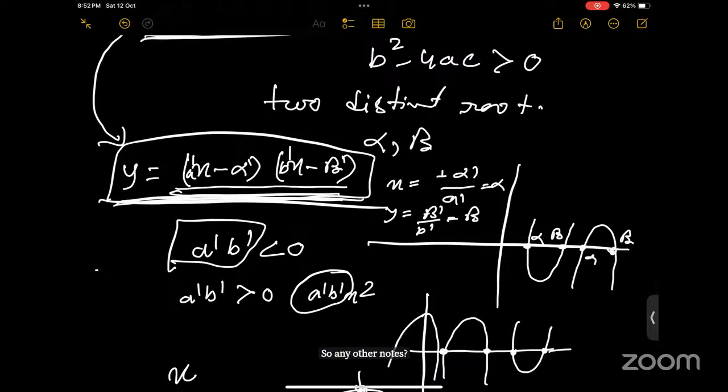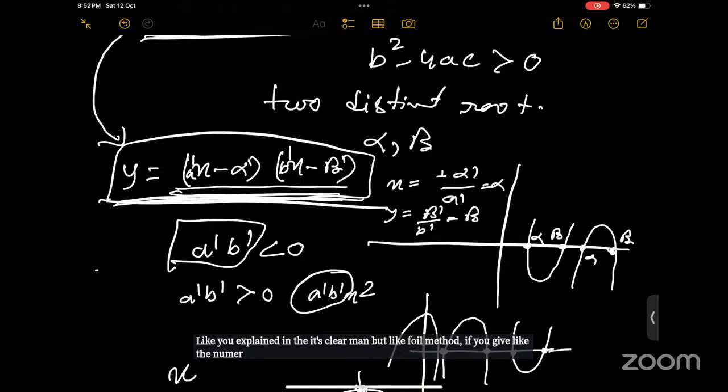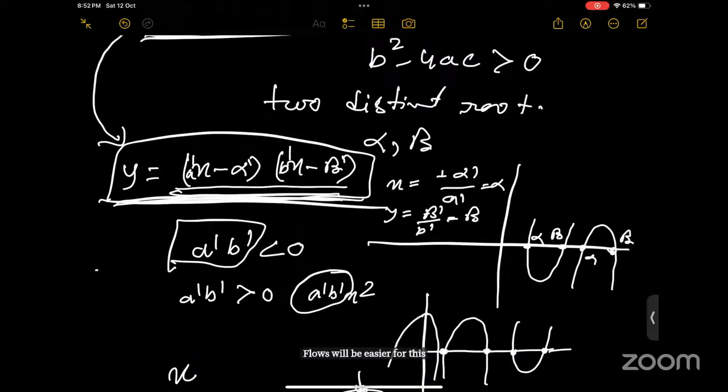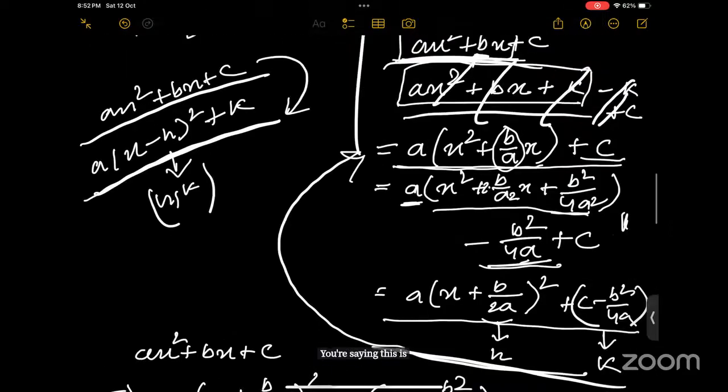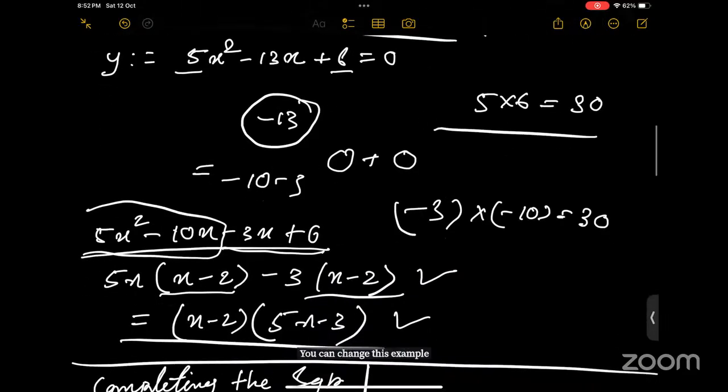Ma'am, it's clear, but for the FOIL method, if you give a numerical value, it will be a little easier. For the FOIL method, I gave an example. You have explained this graph now, ma'am, y is equal to a dash x square. In that, you can give one example now, ma'am. Okay, we can take this example.